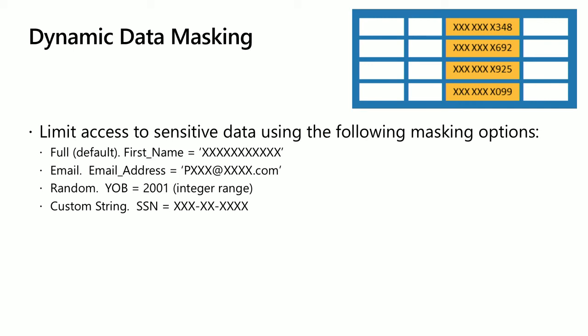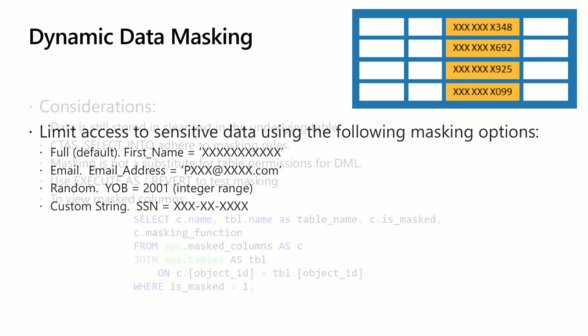You can specify a random integer, a random range of integers. So here I'm just saying year of birth, 2001, and then I'll show you how that looks from a randomization perspective. And then a pretty famous one, the custom string, the ability to use a custom string to mask things like social security number. That's the most common use case for that.